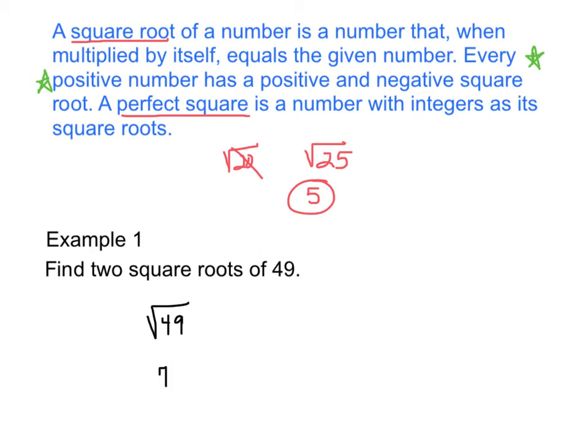If it's asking for 2 square roots, 7 is not the only number times itself that gives you 49. Do you know what the other is? Negative 7 also works. Negative 7 squared gives you 49. So 7 times 7 is 49. Negative 7 times negative 7 is 49. Both values are square roots of 49.